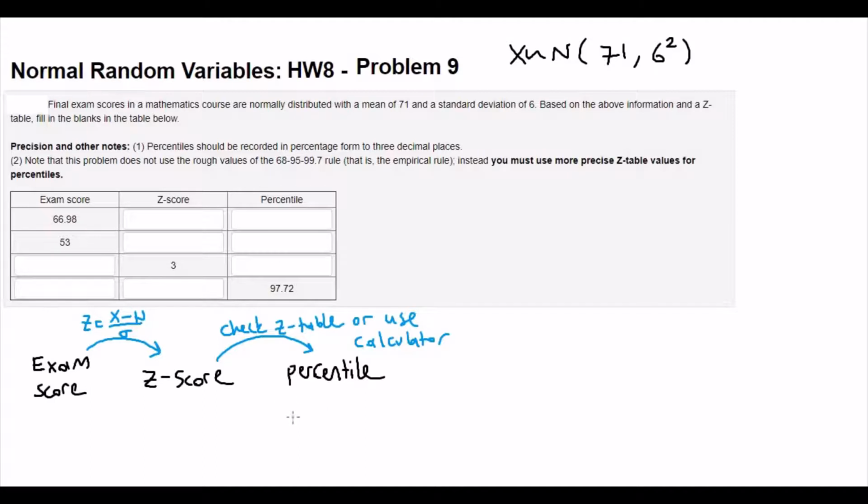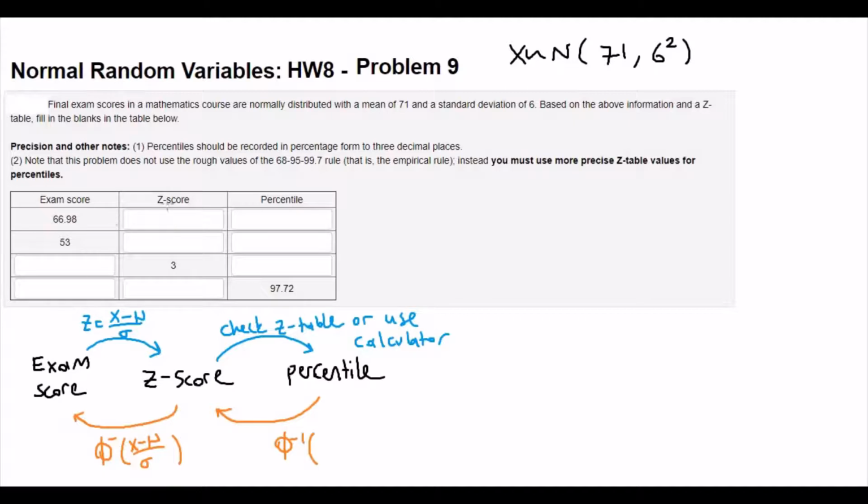From percentile to z-score back, we're going to apply the inverse phi operation. And similarly, from z-score to exam score, we're going to apply phi inverse to the z-score, which is (x minus mu) over sigma. Here we're going to apply phi inverse to the percentile.